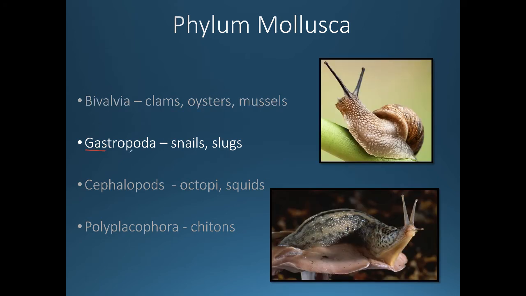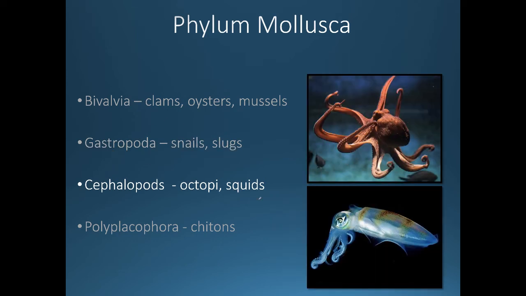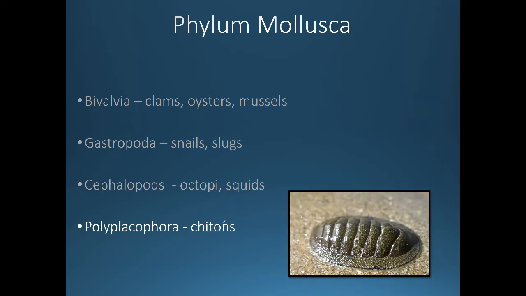The gastropoda, shown here, represent the snails and slugs, and you should know all three of these terms. The cephalopods represent the octopi and the squids. So the octopus is up here, and the squid is down here. You should know cephalopod as well as octopi or octopus and squids. And this last one here, you should know that they represent a group called the chitons.